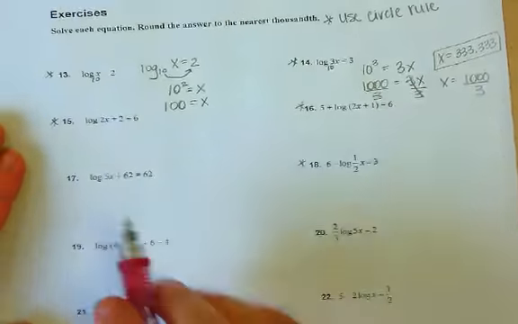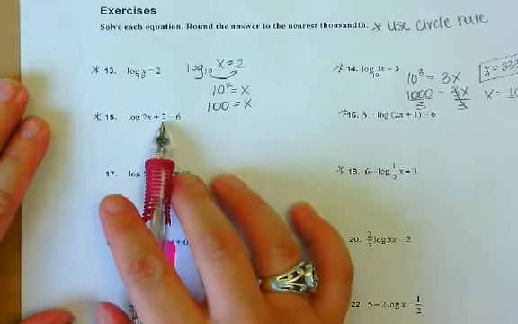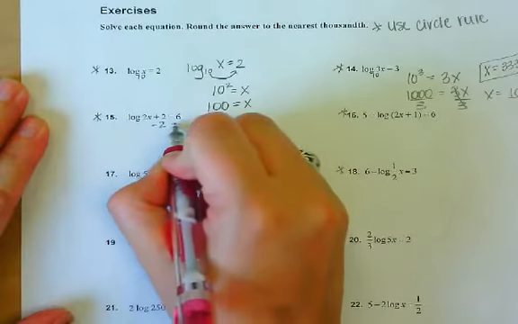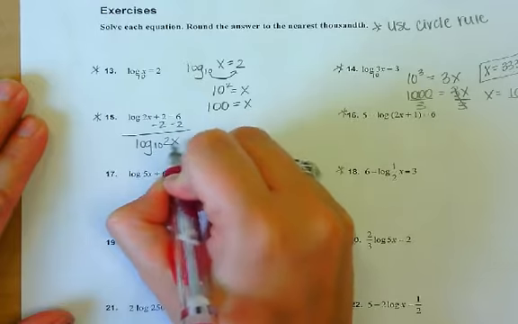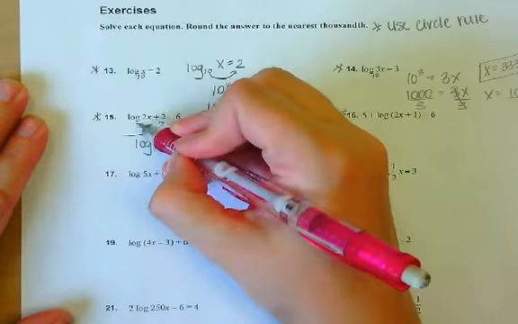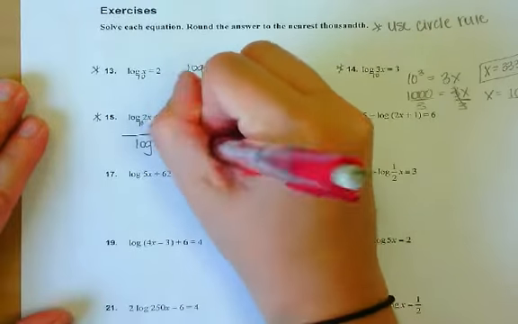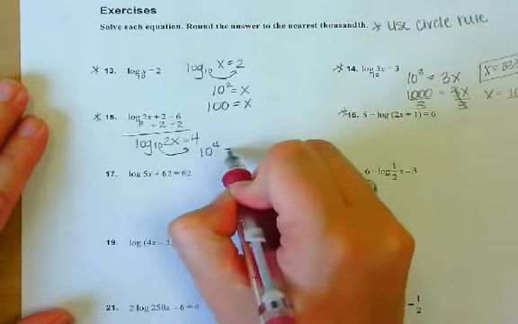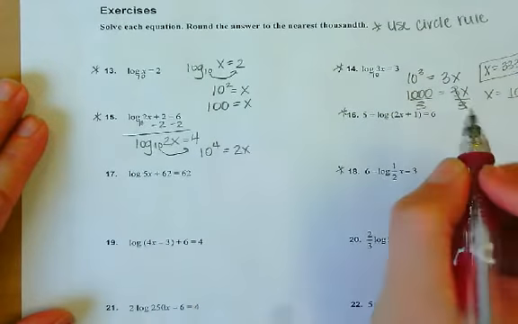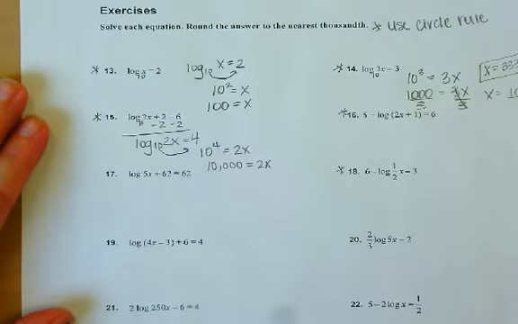Problem number 15 is the same type problem. However, I cannot use the circle rule because I have this plus 2. So I need to get rid of the plus 2 first before using my circle rule. So I'm going to rewrite the problem now with the base of 10. Because I still have a base of 10, I just need to get rid of the 2 first. So 6 minus 2 is equal to 4. So now my circle rule leaves me with 10 to the 4th power is equal to 2x. 10 to the 4th power gives me 10,000. 10,000 divided by 2 gives me a solution of 5,000.